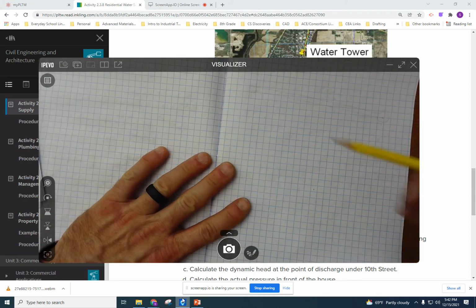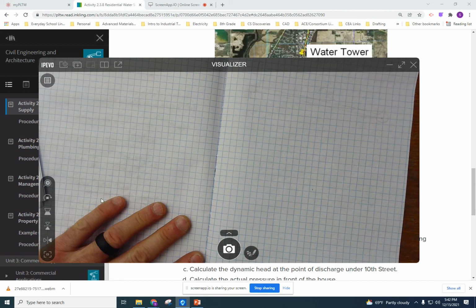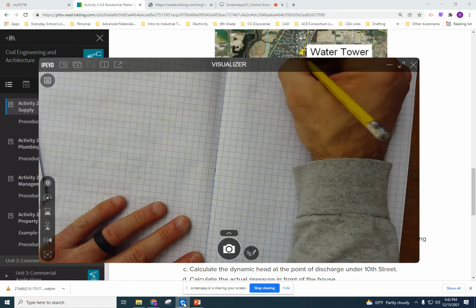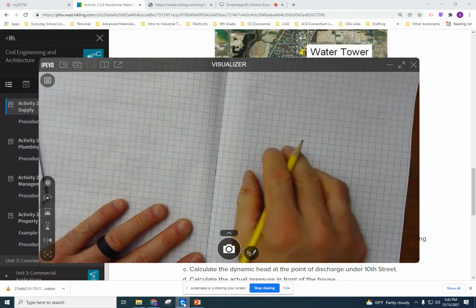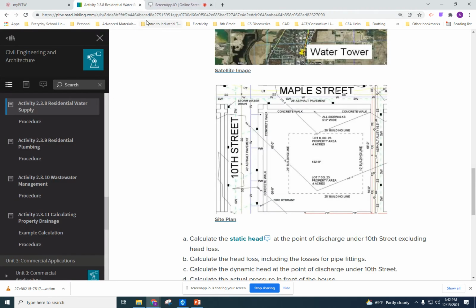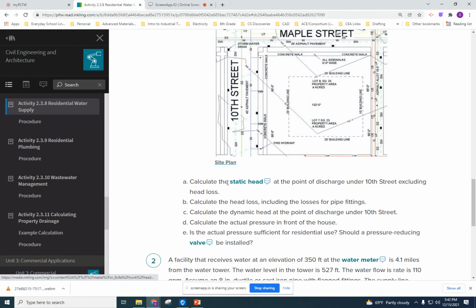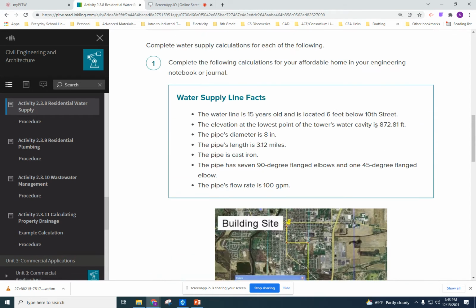In my notebook, this is activity 2.3.8. So I'm going to come down here and write activity 2.3.8, and then click back over here. That's not what I want. Right here we are doing number 1A. Find static head. And we know that static head is the height of our water tower.